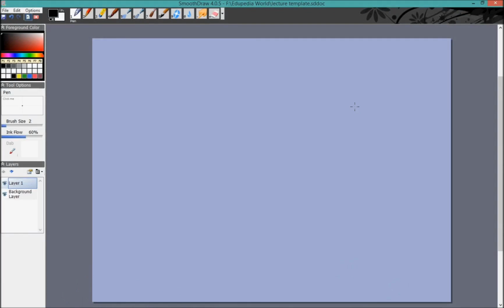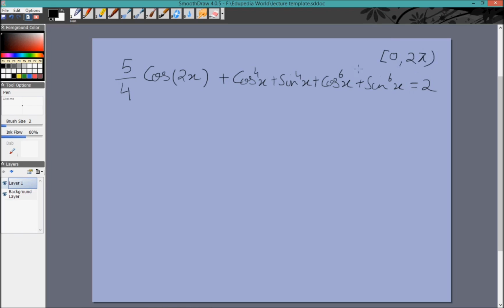The number of distinct solutions of the equation, and we are given a particular equation which is 5/4 cos² 2x plus cos⁴x plus sin⁴x plus cos⁶x plus sin⁶x equals 2 within the interval 0 to 2π. Right. So the first step I'll do is I'll convert cos 2x into cos²x minus sin²x. Right, sorry, this is cos² 2x.